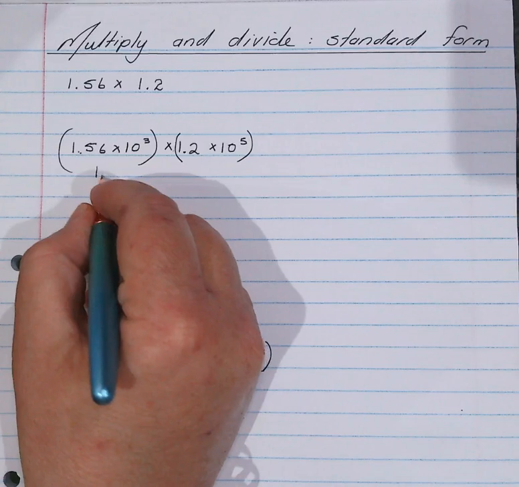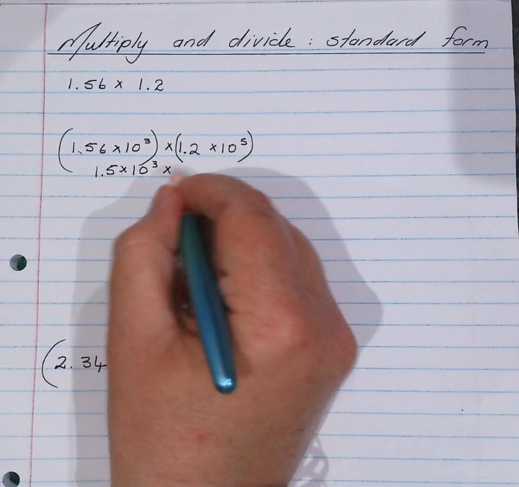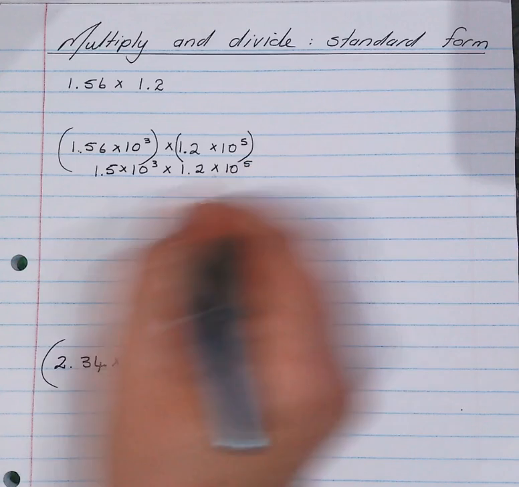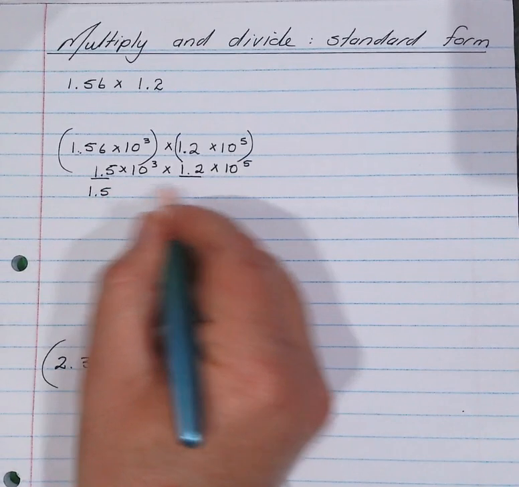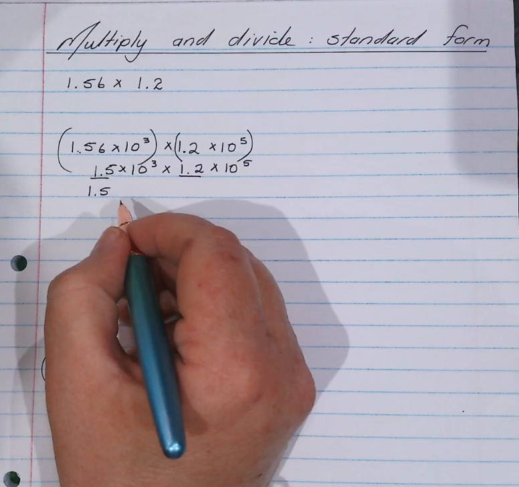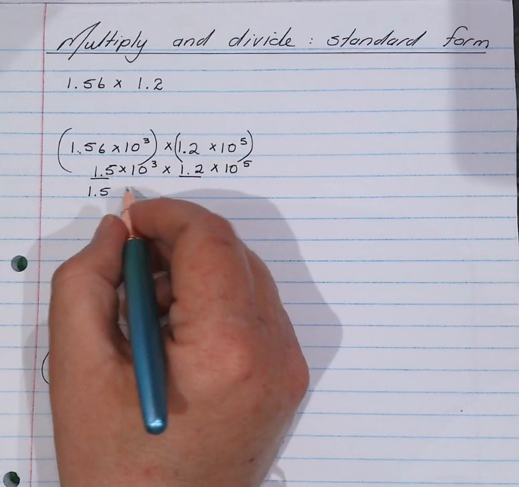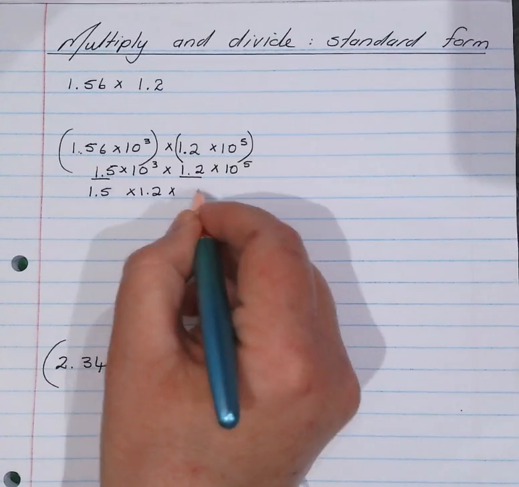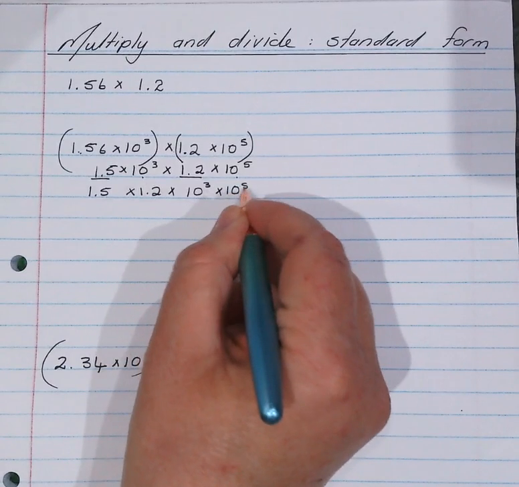So you're going to say 1.56 times 10 to the power 3 times 1.2 times 10 to the power 5. Then you put your decimals together and you say 1.56 times 1.2. Remember, it's times, so you can switch around, not with division and minus. And then you times 10 to the power 3 and times 10 to the power 5.